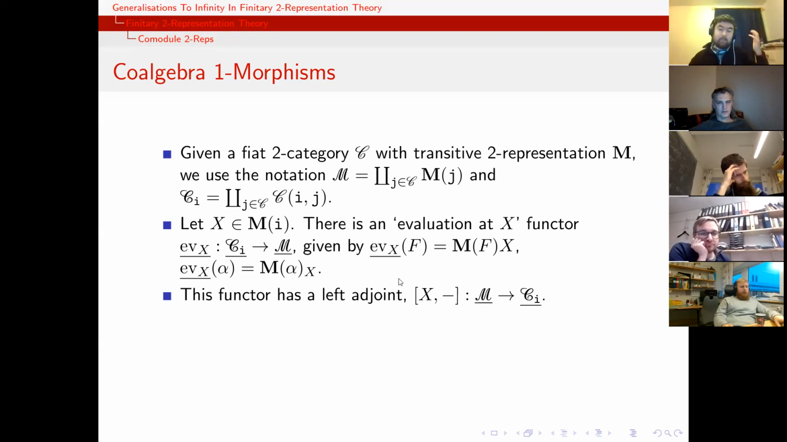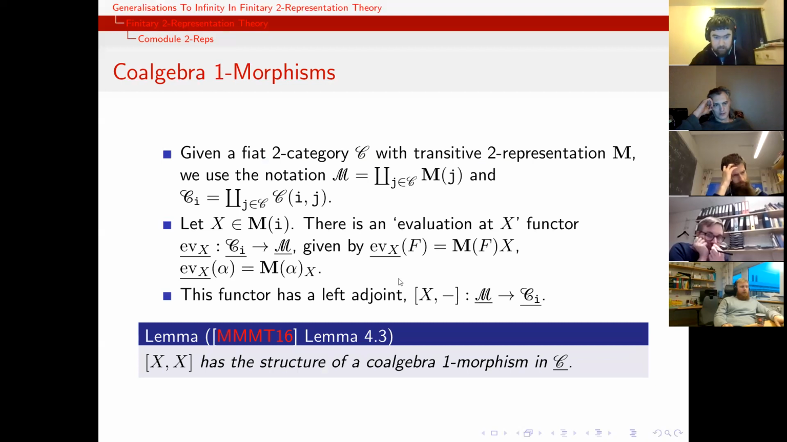And this functor has a left adjoint. As it turns out, there are various useful results, roughly from module categories over finite dimensional algebras, that mean this exists. And as it turns out from this MMMT paper, when you apply this left adjoint to the object X, it has the structure of a coalgebra one morphism in C underline.